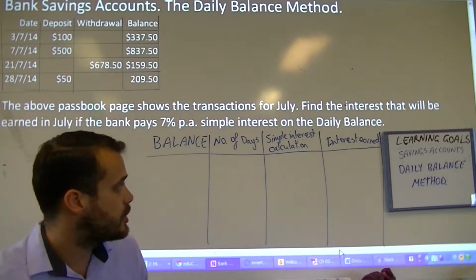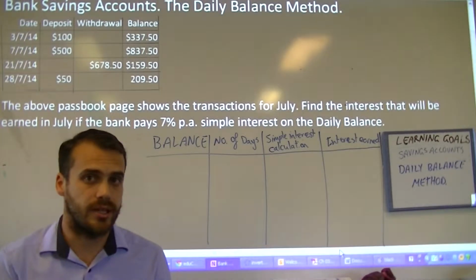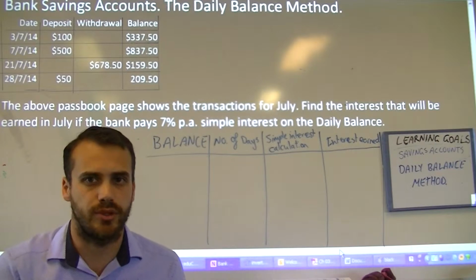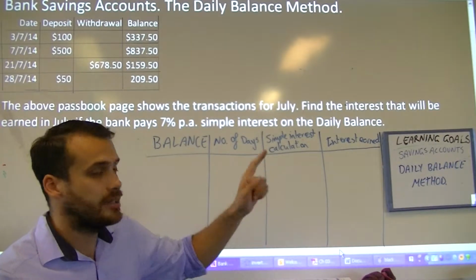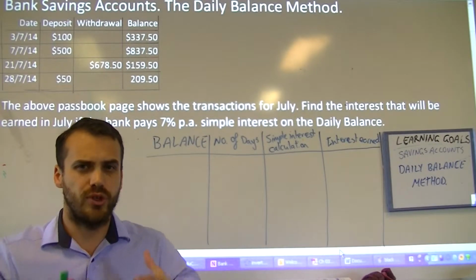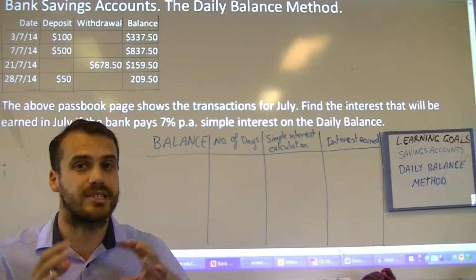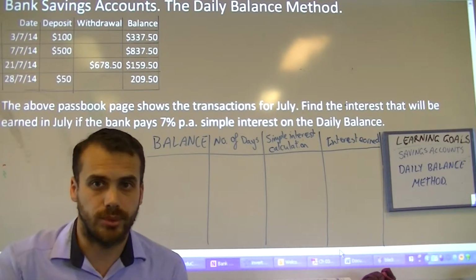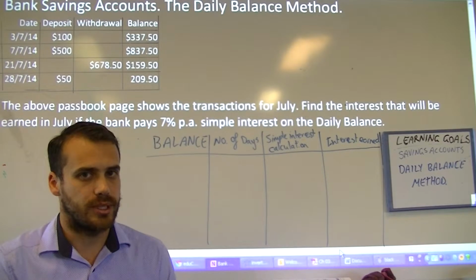Okay, so in this video we're looking at savings accounts again. We're looking at the second method of calculating the interest on your savings account with your bank. It's called the daily balance method. Now it is slightly more complicated, but if you go about setting it out in a smart, sensible way, you shouldn't have too much trouble with it. Let's go through it so we can see what's going on.